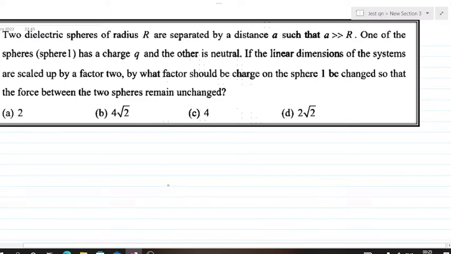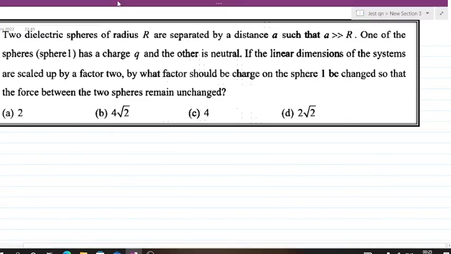Today we will solve JEST-2018 EMT questions. So this is the first question.